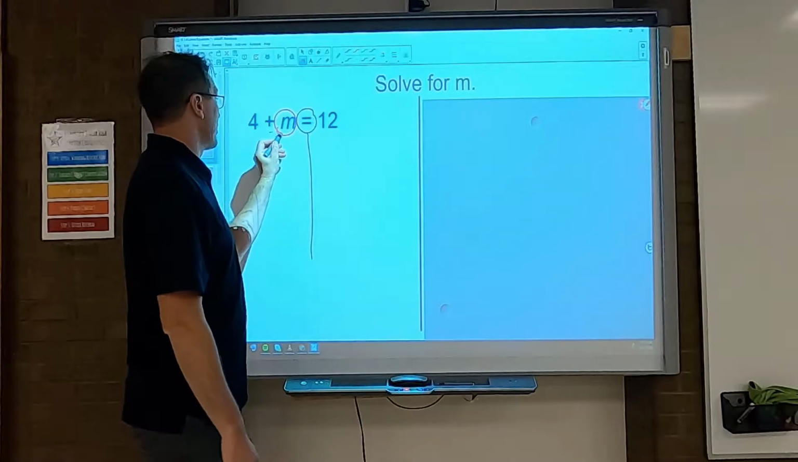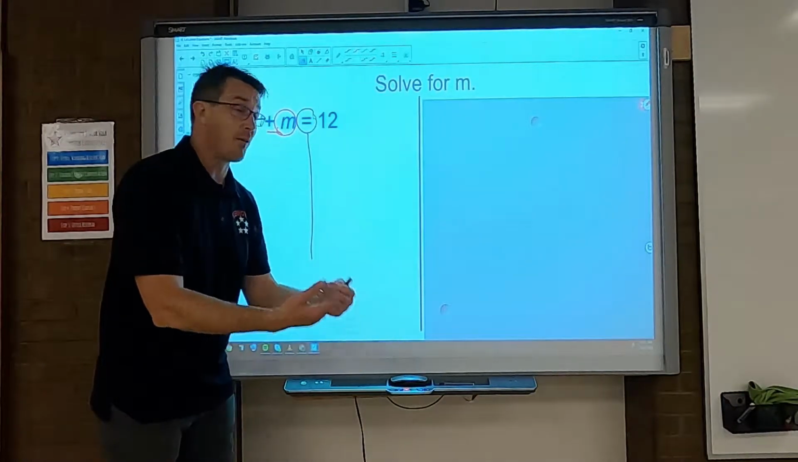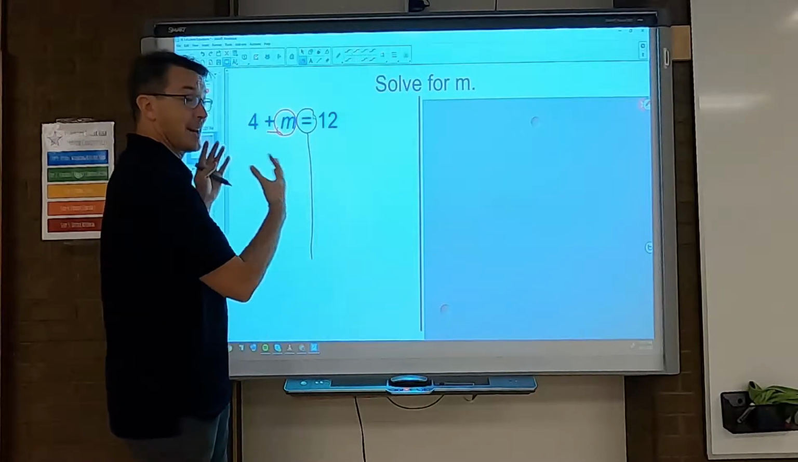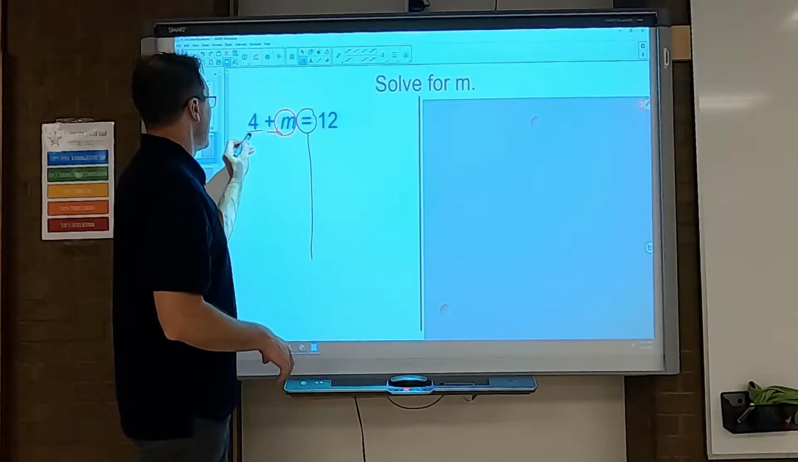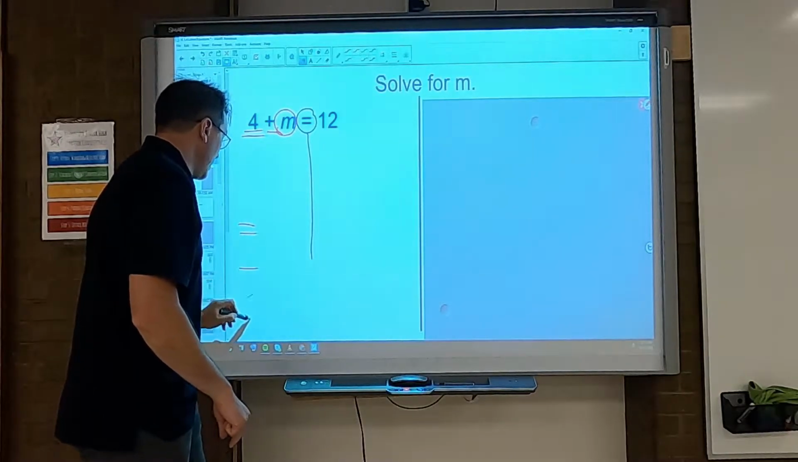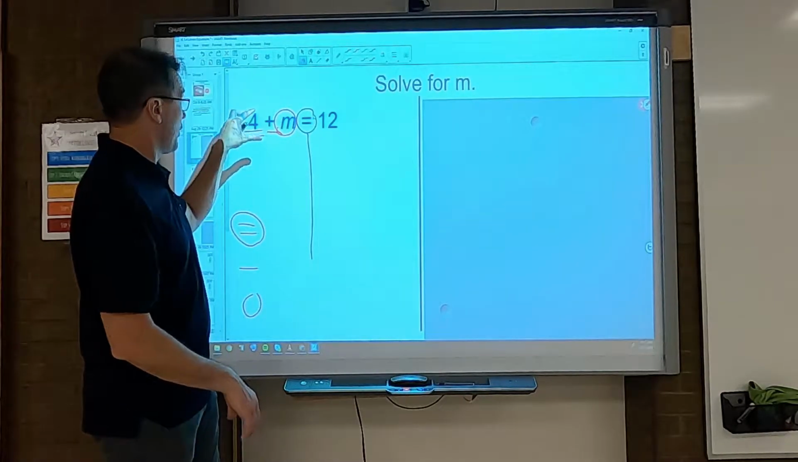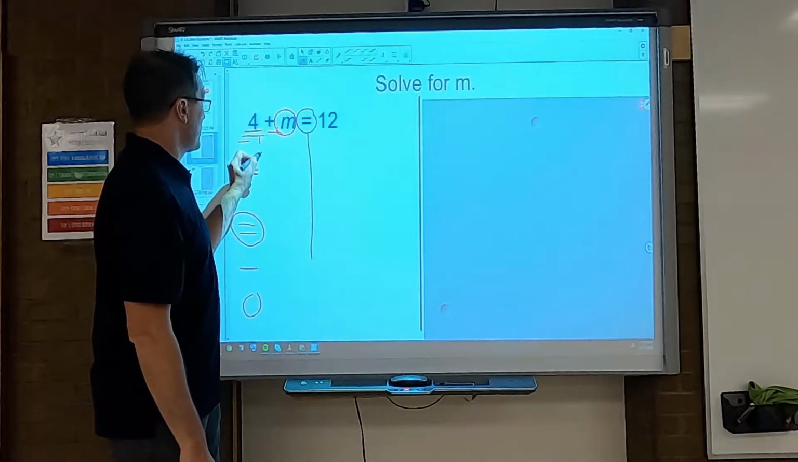I could put a line underneath it and say, oh, it's a 1 there, but it doesn't matter. And then I look and say, what else do I have? Well, what's on the same side but not touching it? Well, that's the 4. That makes the 4 the constant. And so to solve, it's 2, 1, 0. And to get rid of a constant, we always add or subtract. So we have a 4. And so how do we get rid of 4? We subtract 4.